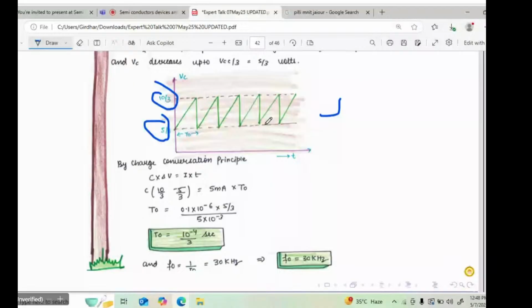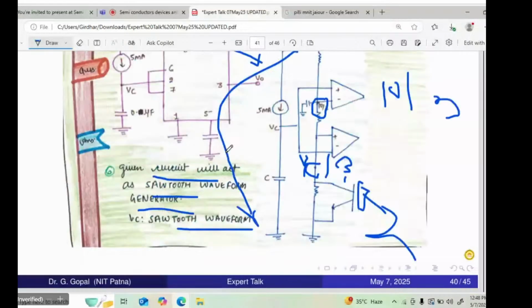Now you have to calculate the pulse waveform also. We know the charge conversion principle: C dV = I × T. Here I is the constant current source given, and T is the time period we have assumed, for this sawtooth waveform it is T0. C into delta V, the voltage swing from VCC/3 to 2VCC/3, so it is 10/3 minus 5/3. We have calculated the voltage swing. In this way you can calculate the pulse duration, and also the frequency. In this circuit we have to calculate the frequency of oscillation, so first we calculated the time period, and after that we calculated the frequency.